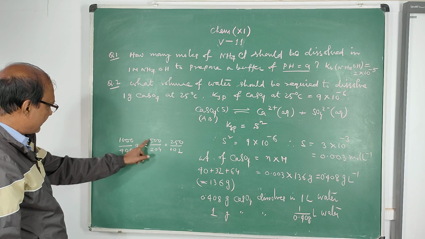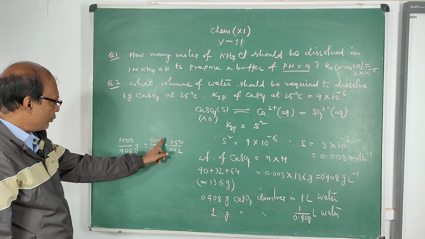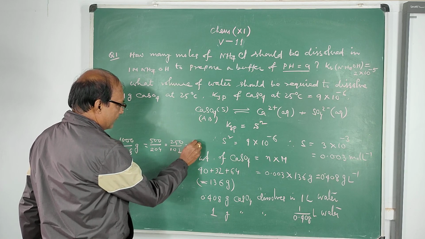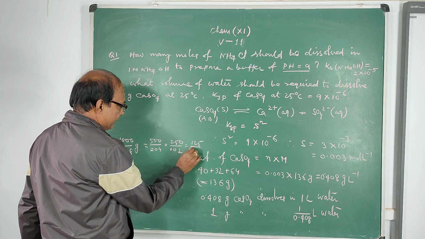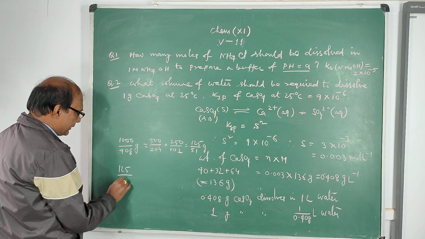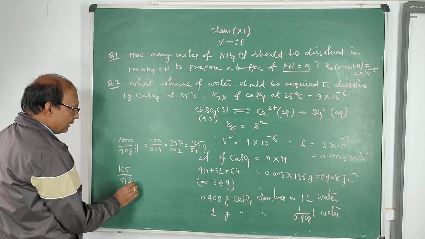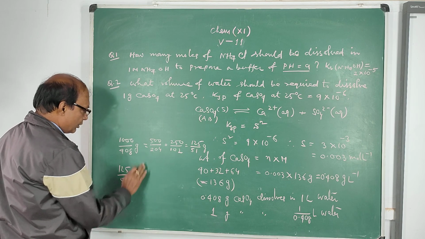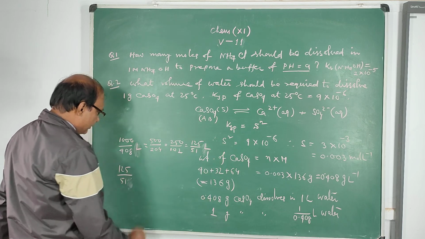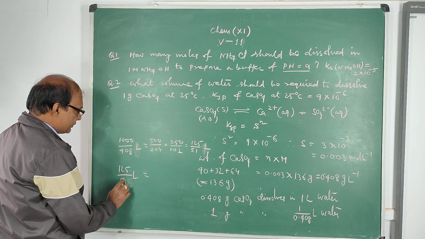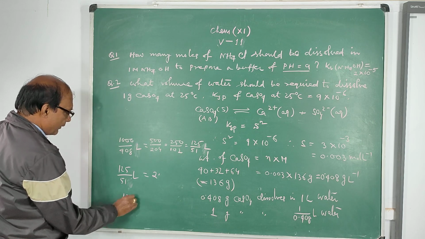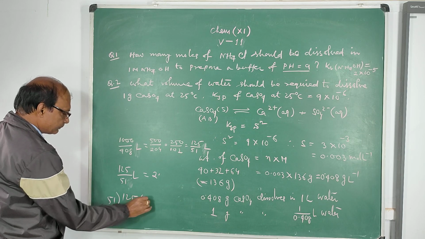Cancelling by 2, 500 by 204 becomes 250 by 102, and then again cancelling, 125 by 51. So 125 by 51 liter, not gram, liter water. This liter water is equal to 125 divided by 51.